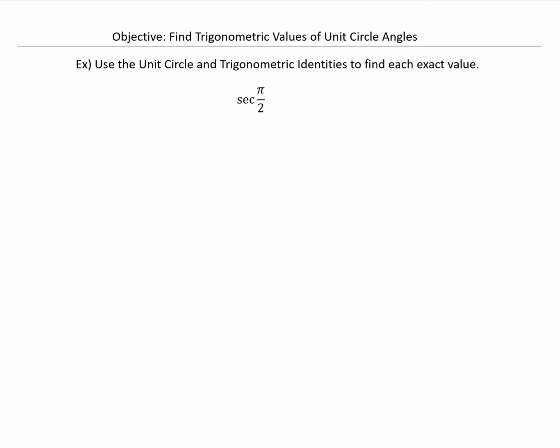So here we're looking at secant of pi/2 radians. Again, secant and cosine are reciprocal, so this would be 1 over the cosine of pi/2 radians. I am hoping that at this point you are starting to recognize your quadrantal angles. Pi/2 is a quadrantal angle, meaning its terminating side is on the x or y axis. And cosine being x, this would be 1 over 0.